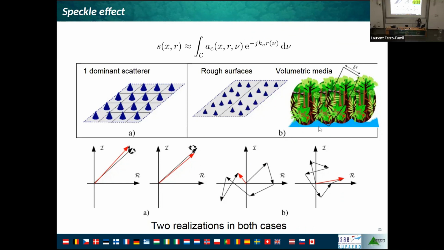And when you make 2 realizations, like one measurement at one date and another one 1 hour or 2 hours later, then you don't have the same realization at all. And the phase changes. This kind of environment is said to be affected by speckle noise: this sum of contributions which have comparable amplitude but completely changing phases. The arrows in red change a lot from one measurement to the other.